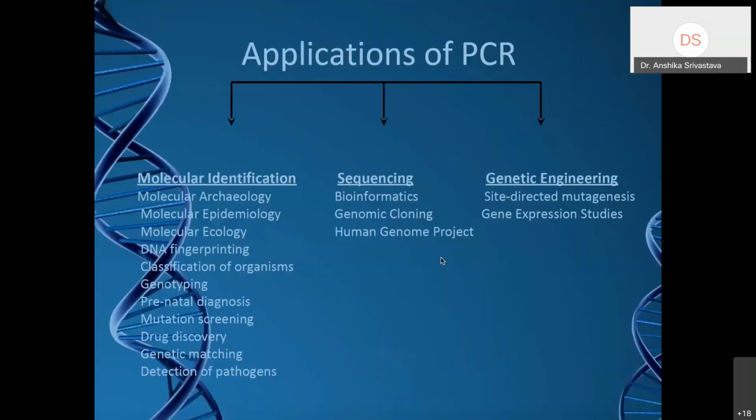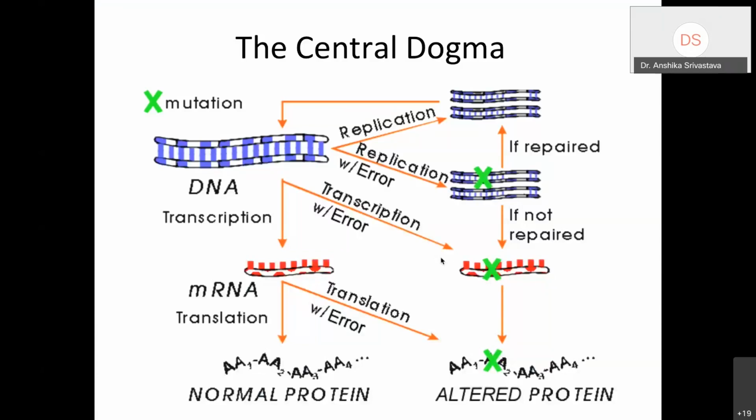So what are the applications of PCR? It is molecular identification, like genotyping, prenatal diagnosis, mutation screening, genetic mapping, genetic matching, detection of pathogens, DNA fingerprinting. It can be used in sequencing. That is the basic principle for sequencing as well. Bioinformatics, genomic cloning, the Human Genome Project, and genetic engineering, where you are dealing with site-directed mutagenesis, meaning you are making specific changes in the nucleotides in your sequence of interest.